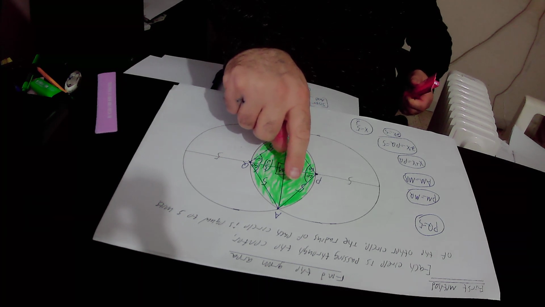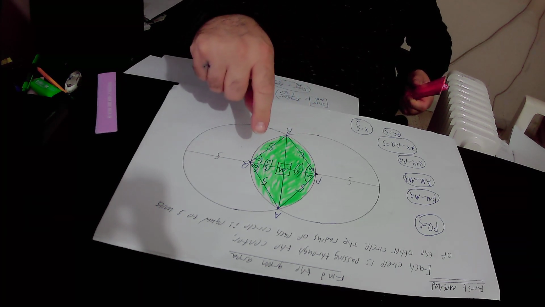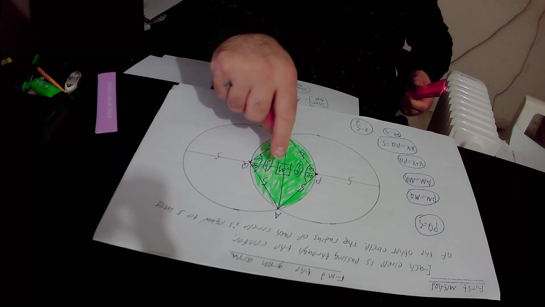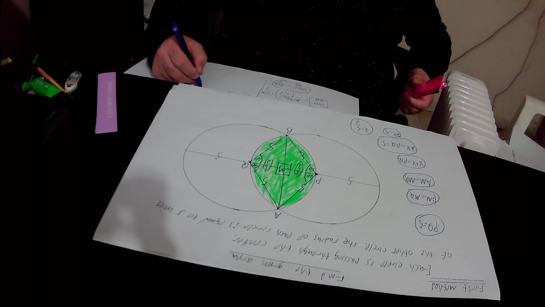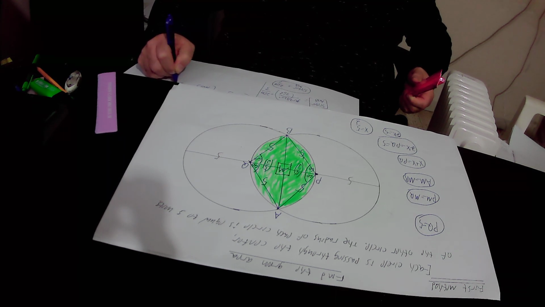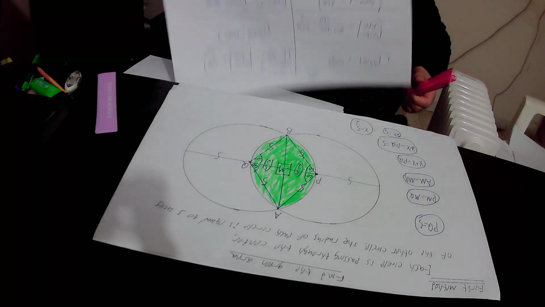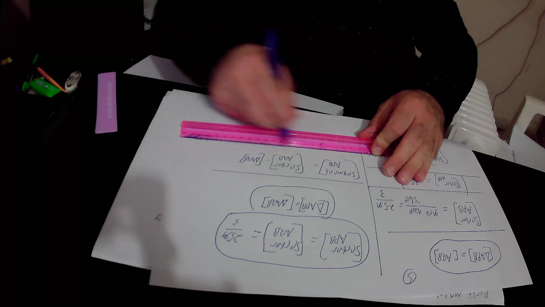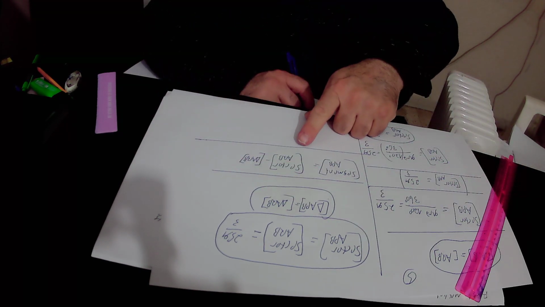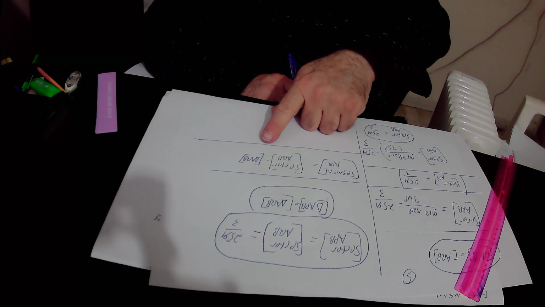So the area of segment APB will be equal to the area of sector AQB minus the area of triangle AQB. Again, the area of segment APB equals the area of sector AQB minus the area of triangle AQB.